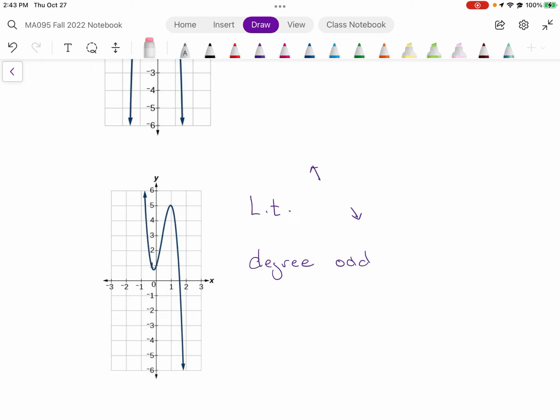So this one, the leading term is going to be negative. It's been flipped over the x-axis. This is negative and an odd degree.